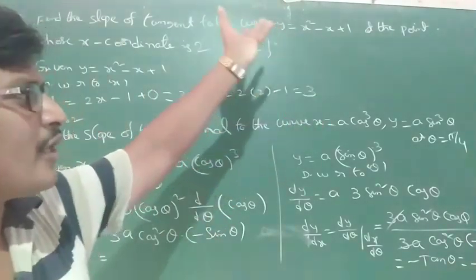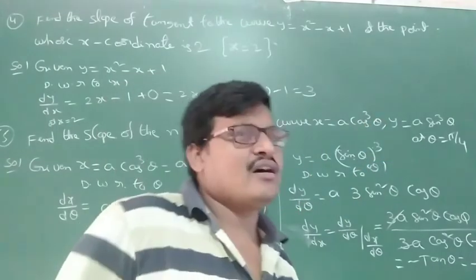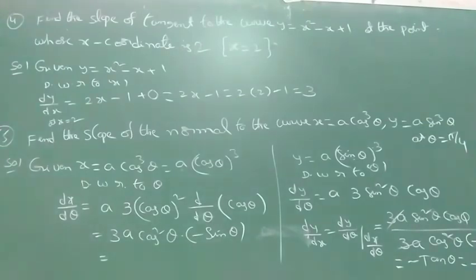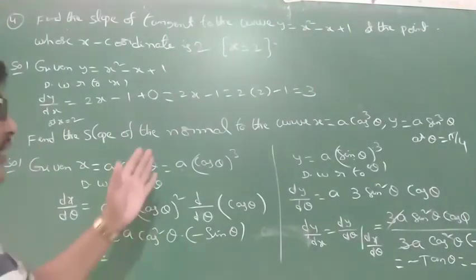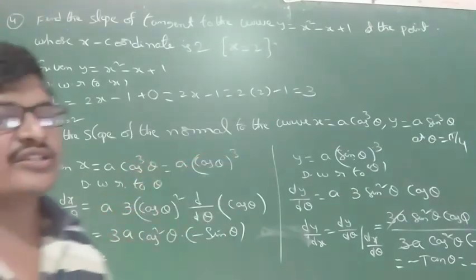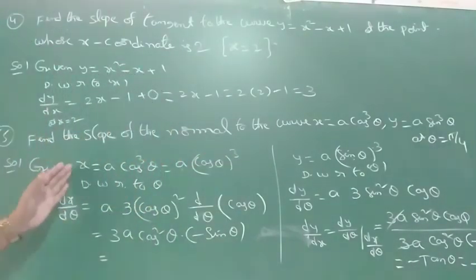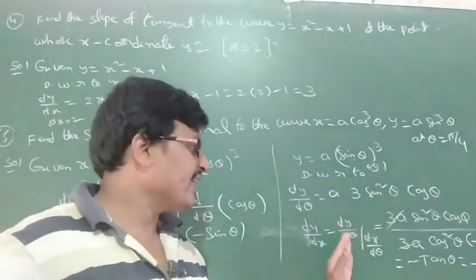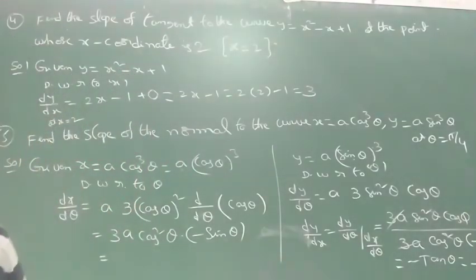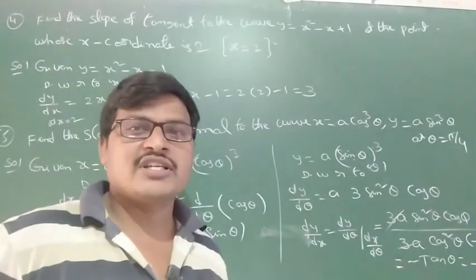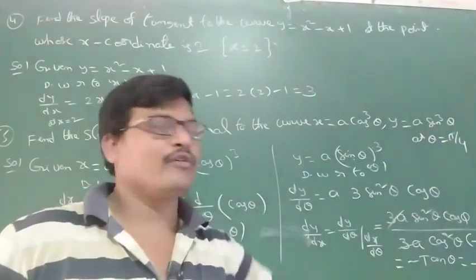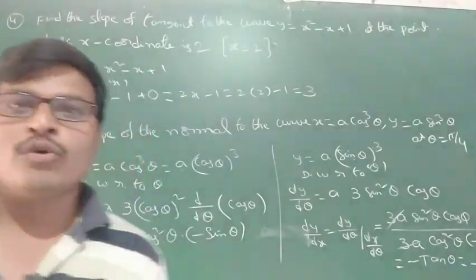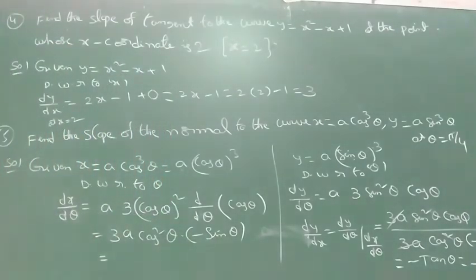For the next problems in terms of t, like cos cube t, 2t square, 3at square, this type of problem, we have to differentiate with respect to t. Theta means with respect to theta, functions in terms of theta. So take x with respect to theta and y with respect to theta, and finally dy by dx is dy by d theta by dx by d theta. Cancel, and in the remaining function substitute theta is equal to pi by 4. This is the second model of slope of the normal.